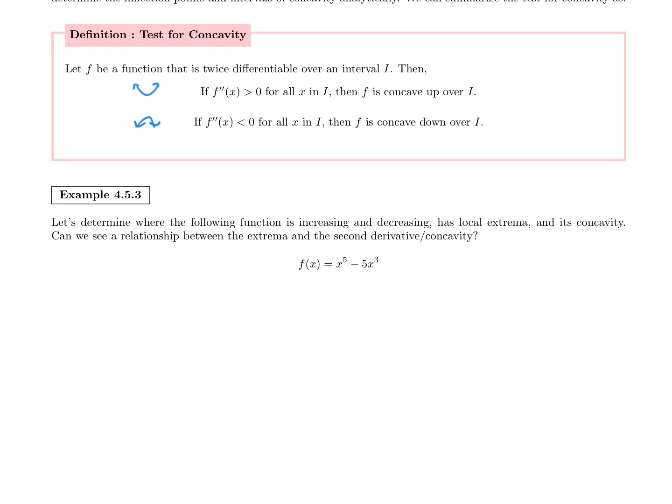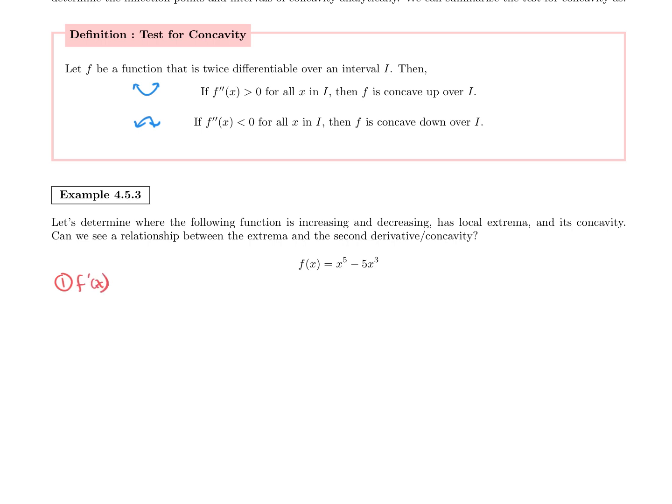So we're going to look at a couple of functions here and see if we can figure out, for this one, for example 4.5.3, where our function is increasing and decreasing, has any local extrema, and its concavity. And then we're going to try to determine if we can see a relationship between our local extrema and our concavity. So let's start with finding our derivative, because we need to know that to figure out where a function is increasing and decreasing and has any local extrema. So let's start there. So f prime of x here.